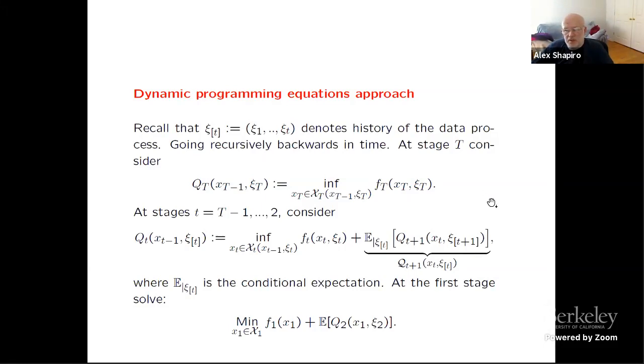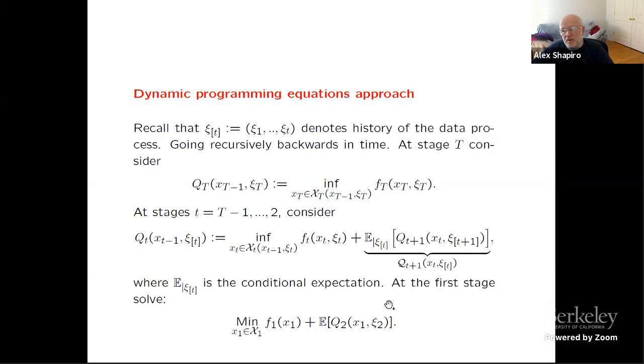Let me say that I think now everybody knows what dynamic programming is, because this is one of the main tools of all that. So let me remind you that we denote this the history of the process. One can also write it in terms of filtration, but this is more intuitive. And we can write dynamic equations. This is a way how we can write them in a very general way. It's not very useful, but conceptually it is like that.